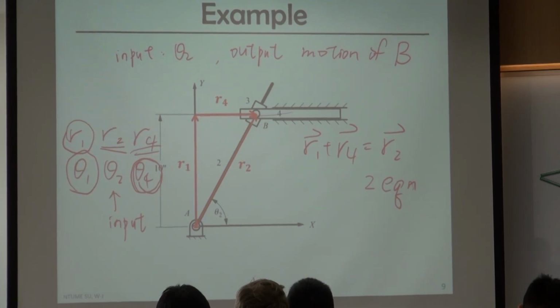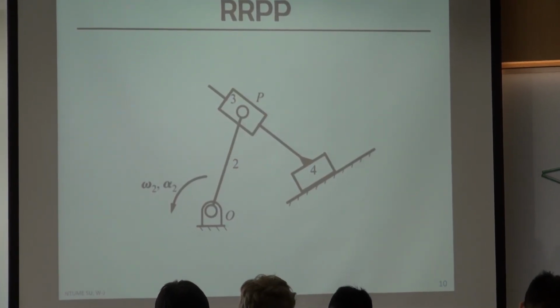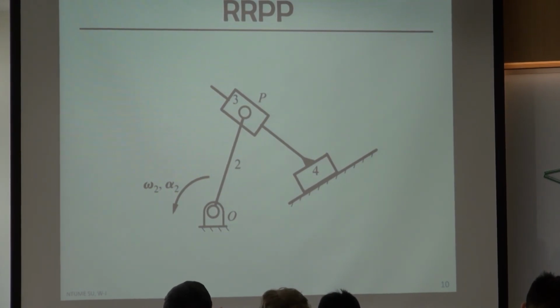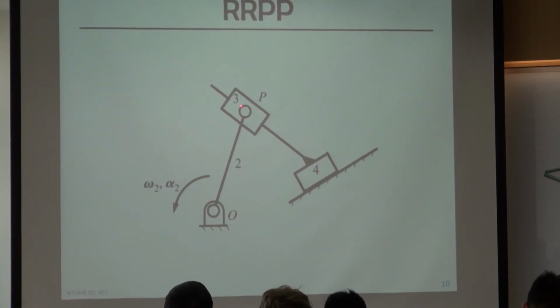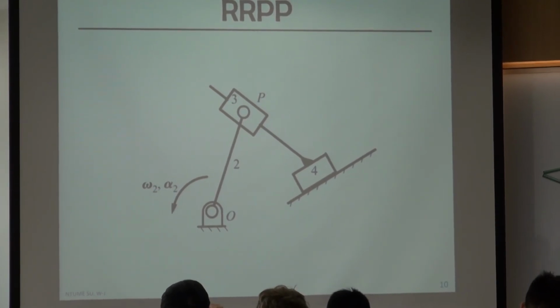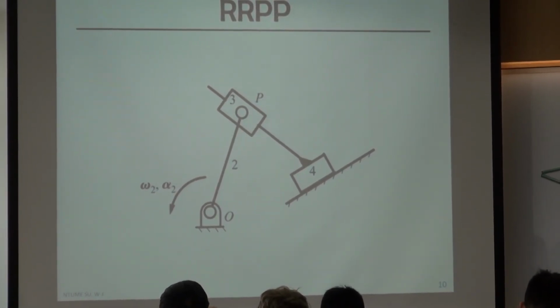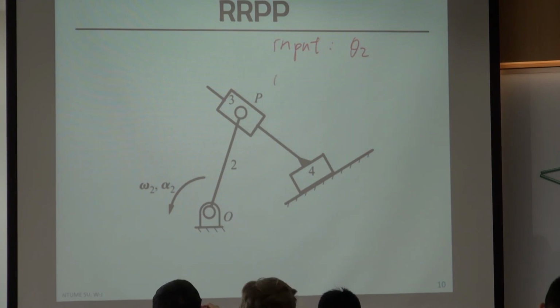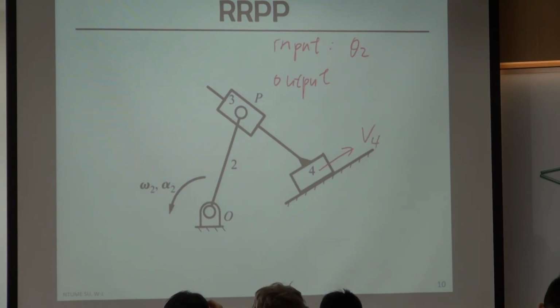Okay, let's see. Okay, last example. So still a 4-bar mechanism, but just a different combination. So 2R joints and 2P joints. Let's say the input is link 2, theta 2, or omega 2 or alpha 2. The output is the sliding velocity of link 4. Let's say it's V4, the motion of 4.